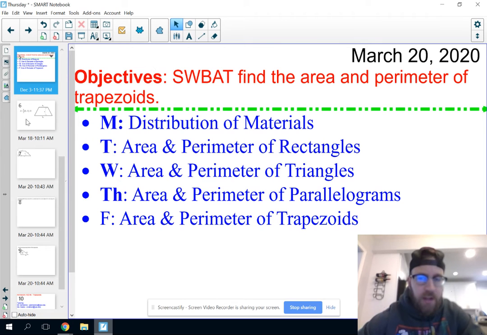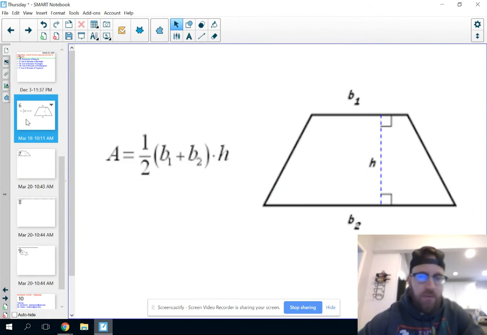All right, today we're looking at area and perimeter of trapezoids before you get 2 days off for the weekend.